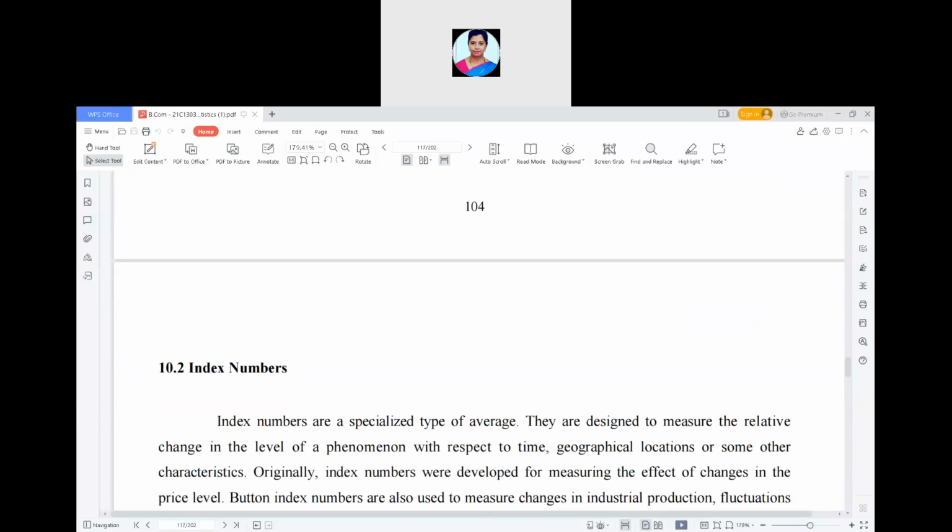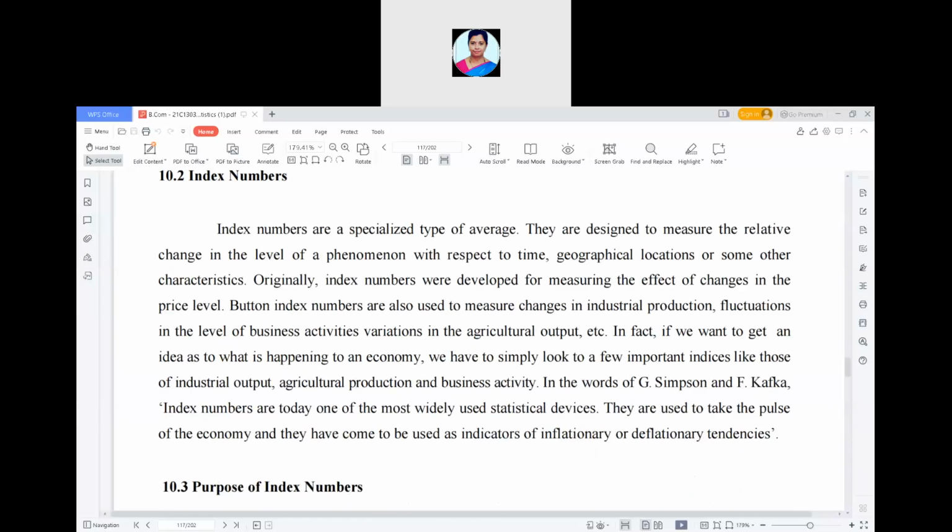Index numbers are a specialized type of average. They are designed to measure the relative change in the level of a phenomenon with respect to time, geographical locations, or some other characteristics. Originally, index numbers were developed for measuring the effect of changes in the price level. But index numbers are also used to measure the changes in industrial production, fluctuations in the level of business activities, variations in agricultural output, etc.